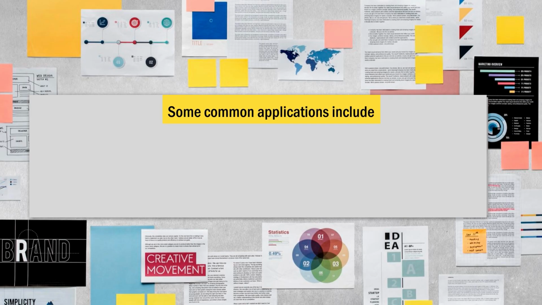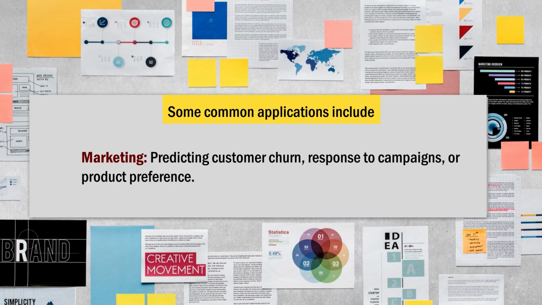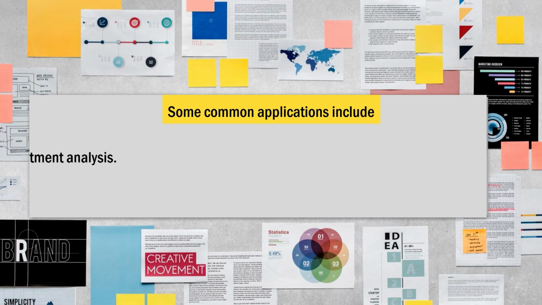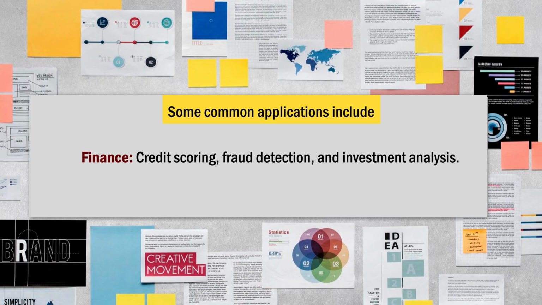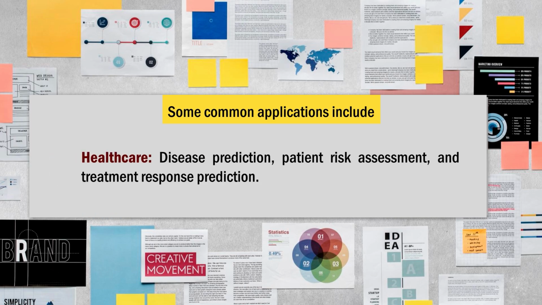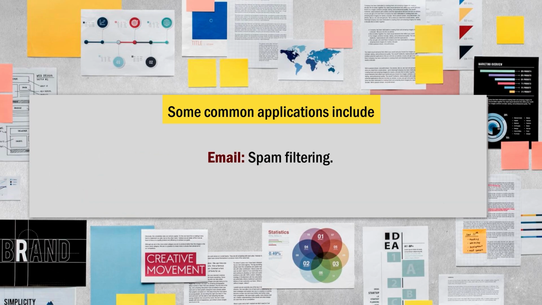Logistic regression is widely used in various fields due to its simplicity and interpretability. A few common applications are in marketing, where you can predict customer churn, see the response to an advertising campaign, or check the product preference of customers. In finance, it is used in credit scoring, fraud detection, and investment analysis. Similarly, it is used in healthcare, email, etc. There are a lot of applications in almost all fields.